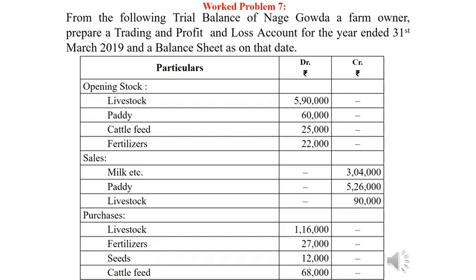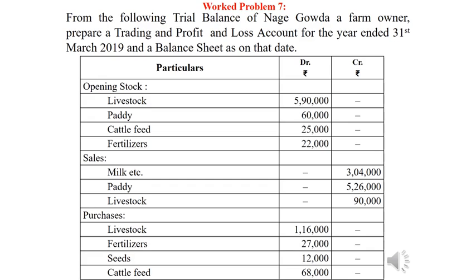From the following trial balance of Nagegowda, a farm owner, prepare a trading and profit and loss account for the year ended 31st March 2019 and a balance sheet as on that date. Particulars are given in the form of trial balance. Opening stock, livestock, paddy, cattle feed, fertilizers are given on debit side. Sales information, milk, etc., paddy, livestock have been sold during the year. Purchases of livestock, fertilizers, seeds, and cattle feed are given.